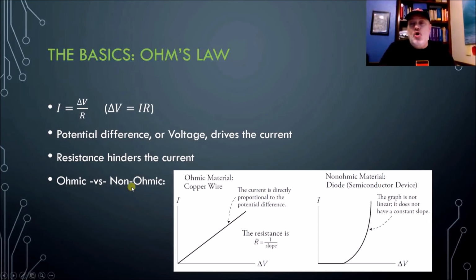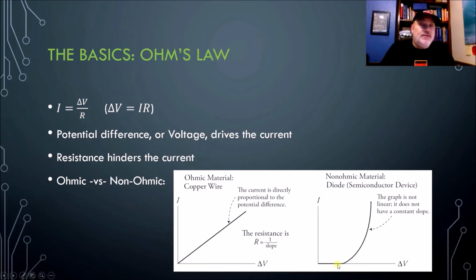And again, ohmic versus non-ohmic. All we have to do is rearrange the equation, or like we see here, I is a function of 1 over R, or I is a function of V in this graph, the current and voltage. If this turns out to be a straight line, then the slope is 1 over R from our equation.